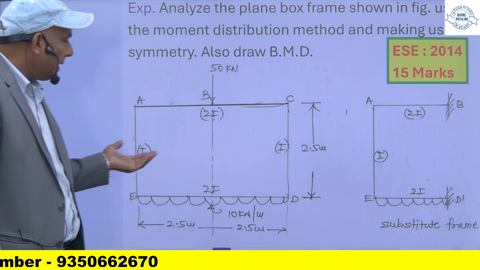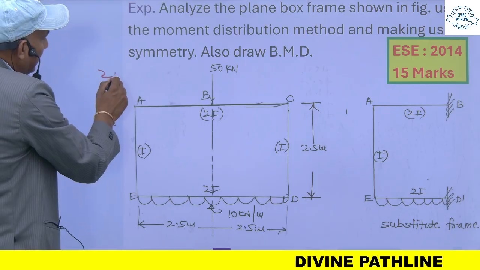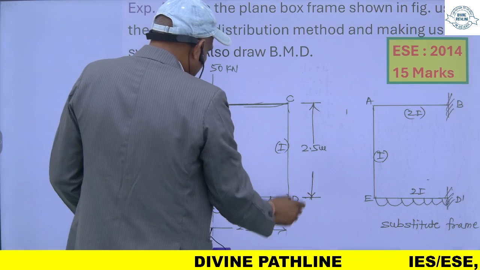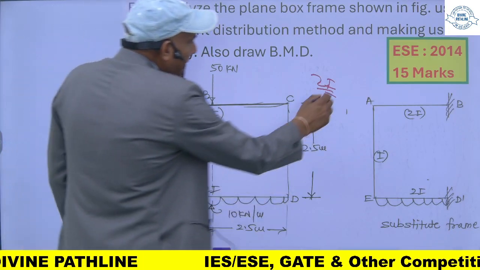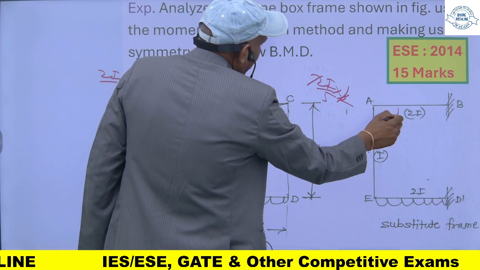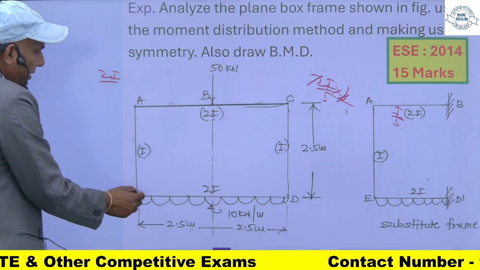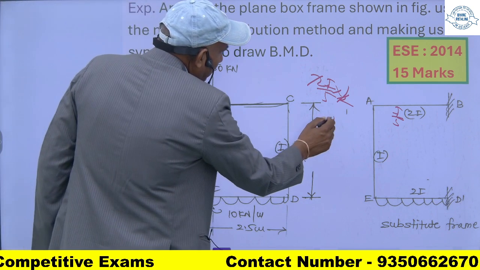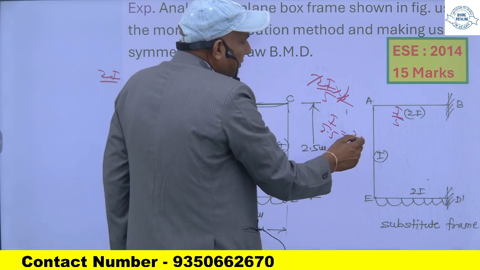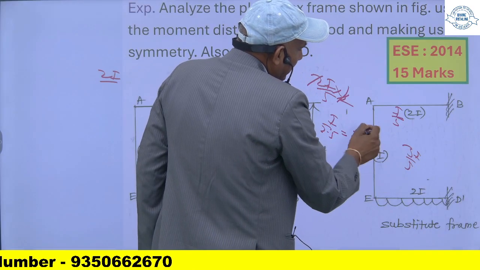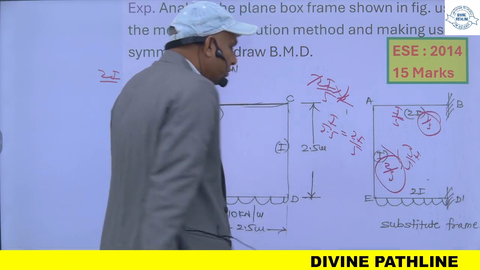Now it is I to I. This is my substitute frame. So the relative stiffness of this will be 2I upon length, 2I upon 5. This is the relative stiffness for this member. Half of this will be I by 5, and for this member it will not change, it will be I upon 2.5, which means 2I upon 5. Total relative stiffness will be 3I upon 5. So it will be 1 by 3 for this and 2 by 3 for this. These are the distribution factors.